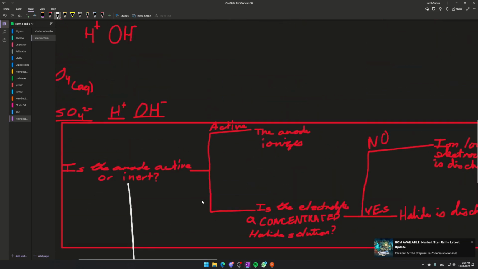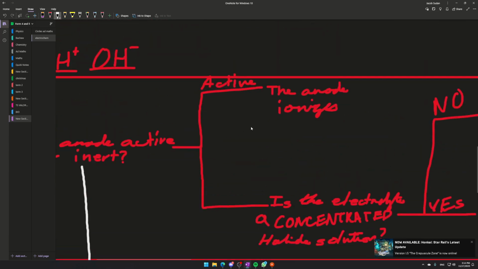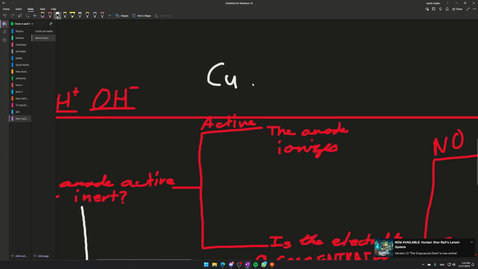Okay, cool. So if the anode is active, then the anode itself ionizes. So let's say we had a copper anode, then the copper itself ionizes, and at the anode oxidation occurs, so the Cu becomes Cu2 plus.